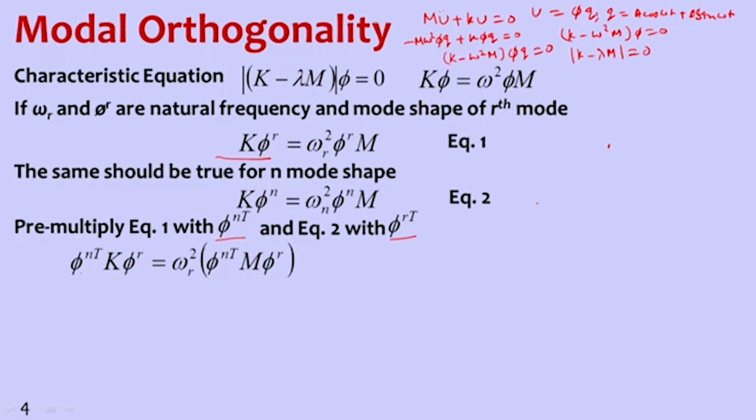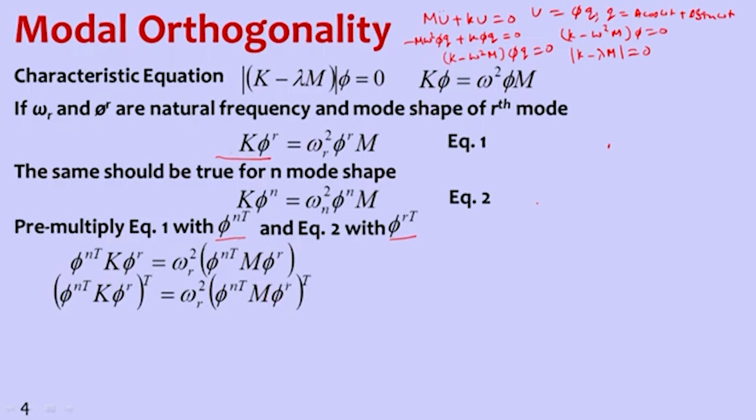Phi n transpose k phi r is equal to omega r square phi n transpose m phi r. This is equation number 1 when we multiply with phi n transpose. Then if I take the transpose of this one, (phi n transpose k phi r) whole transpose is equal to omega r square (phi n transpose m phi r) whole transpose.